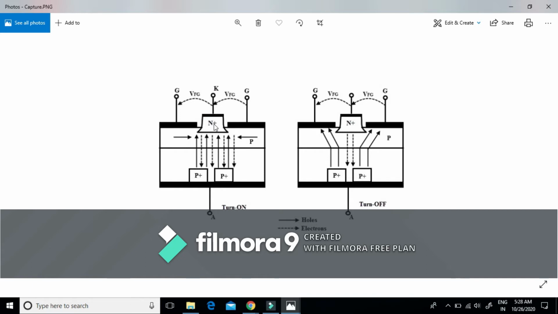the electrons start moving from this interdigitated cathode structure to the anode, or we can say emission of electrons starts from the cathode towards the anode, which induces hole current from the anode to the gate. This injection of holes and electrons continues till this GTO comes into the conduction state.